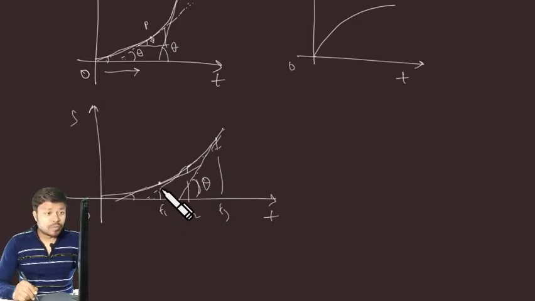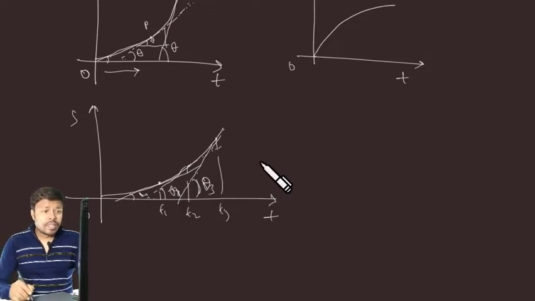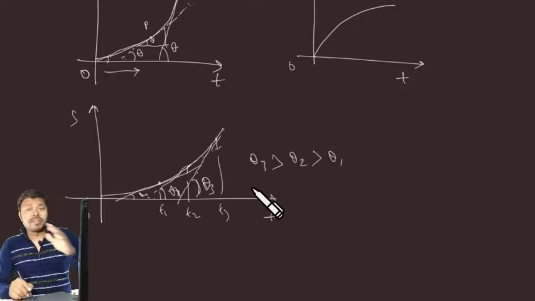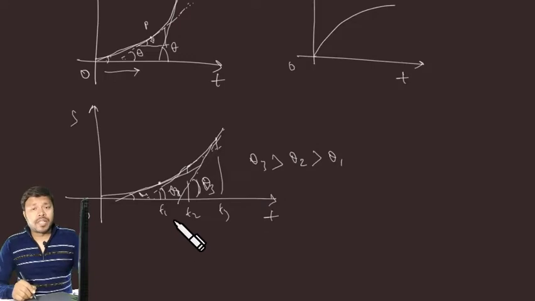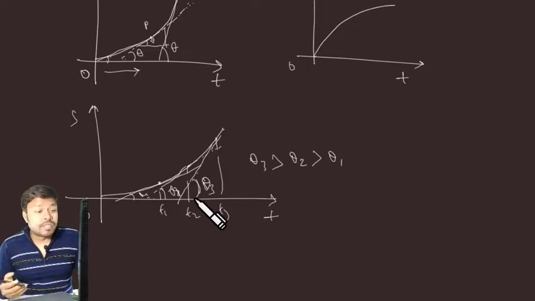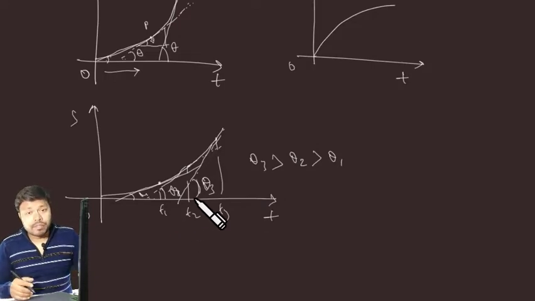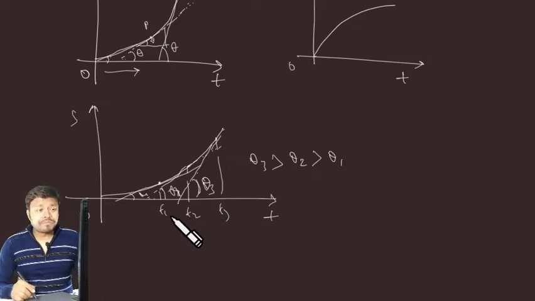So let's say this is theta 1, theta 2, theta 3. So theta 3 is greater than theta 2, and greater than theta 1. So theta is increasing with the increment of the time. That means the velocity also increases in this time, in this type of motion of the body, which means the body moves with non-uniform motion. Alright, body has non-uniform motion.